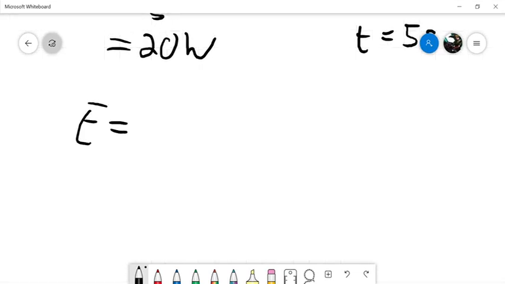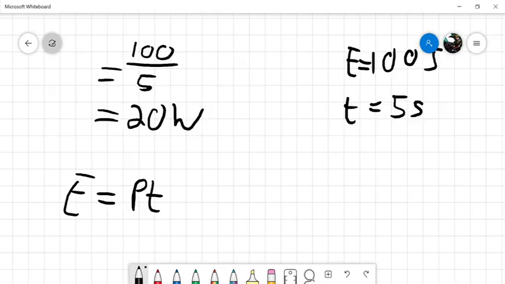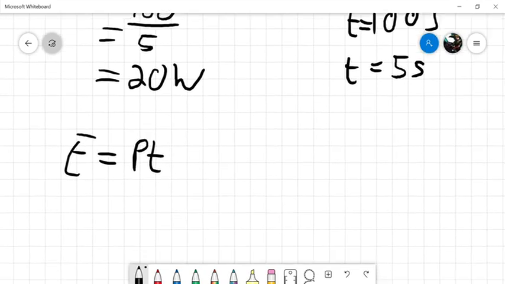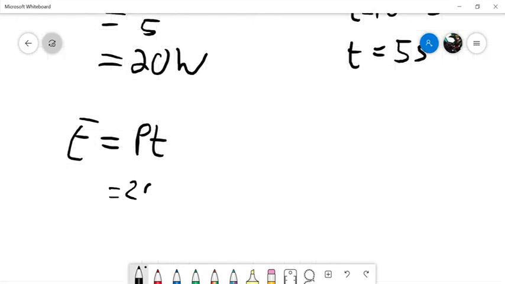Energy is power times time. So if we use those same numbers that we used over here, if I've got 20 watts over 5 seconds, then that's 20 times 5, which equals the 100 joules that we've just seen.